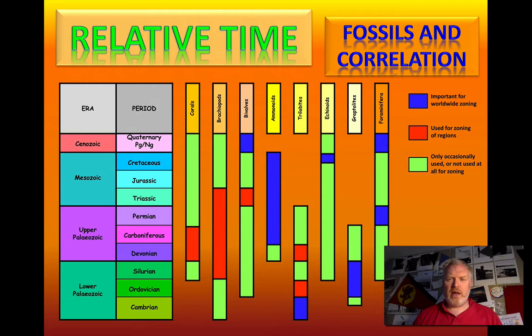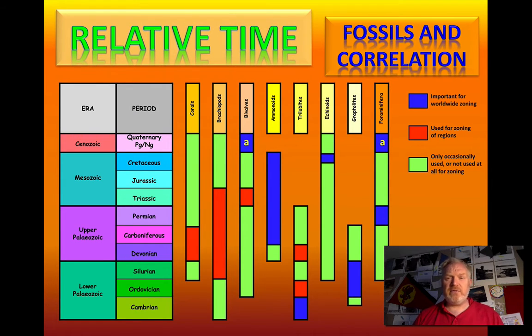So we have our diagram here. You can see that there are some groups that are extremely useful and others much less so. For example, the echinoids, they're sea urchins. They're only really useful for a small part of the Cretaceous period. The rest of the time, we barely use them. Anyway, question 8 asks you which two fossil groups you might use for the Cainozoic.